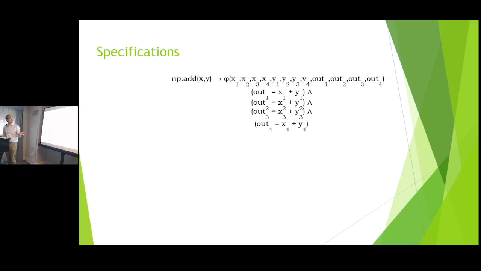An example specification we have here is for the add function. For instance, it takes in two vectors, x and y. And you can see we've expanded this into a logical specification using first order logic. So we've got our x's, our y's, and our outputs. And again, we have to bound the size of the arrays. So we're bounding it at 4.